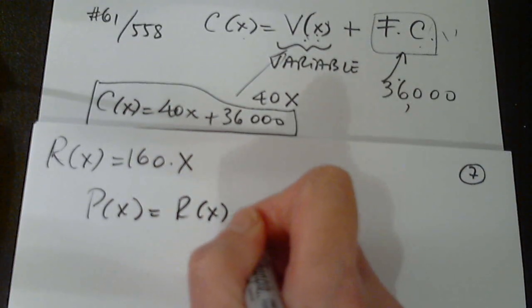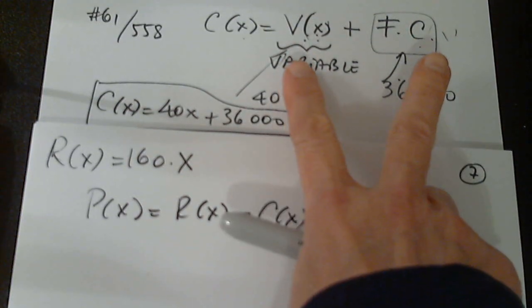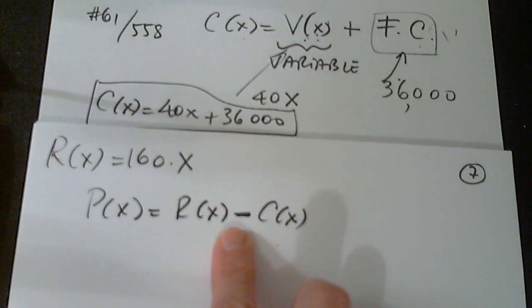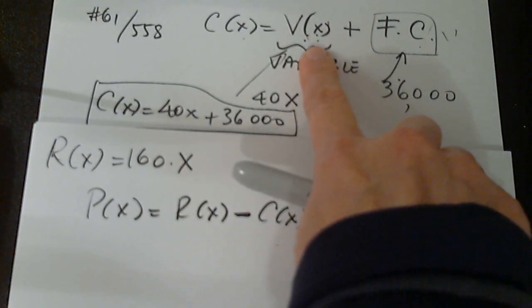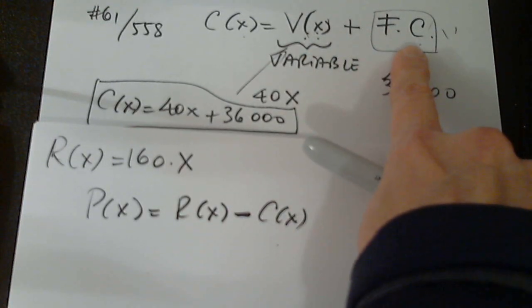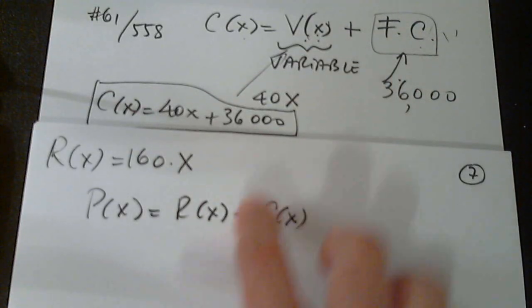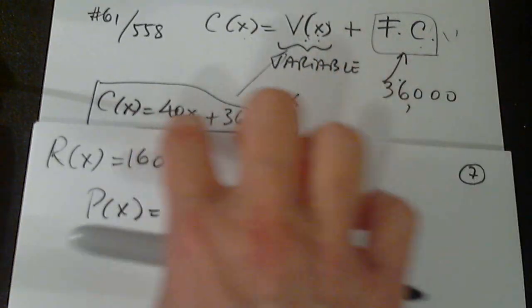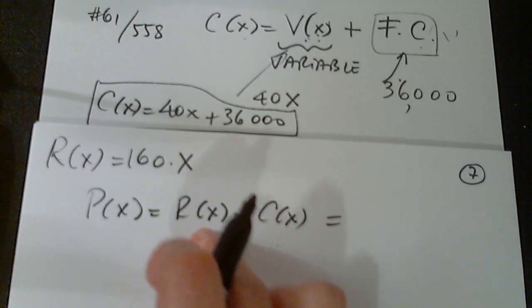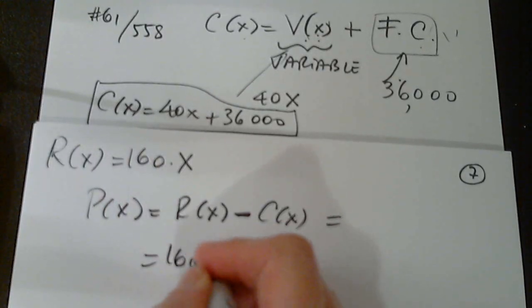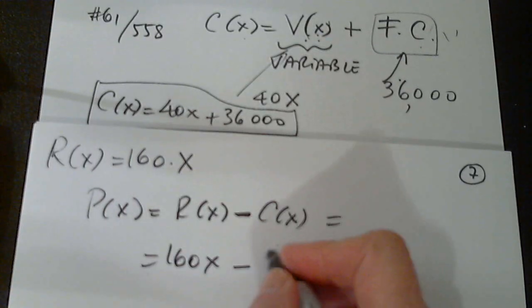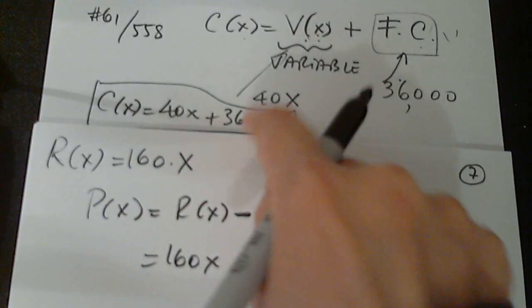Be very careful, there is a negative in front, and this has 2 terms. You cannot distribute a negative symbol to the variable and forget about the fixed cost. So the negative symbol has to be distributed to both terms. So I copy the revenue, which is 160x, but minus 40x and minus the fixed cost.